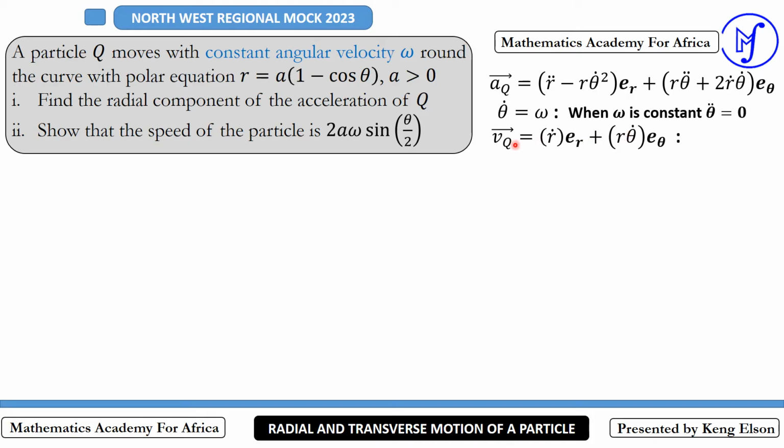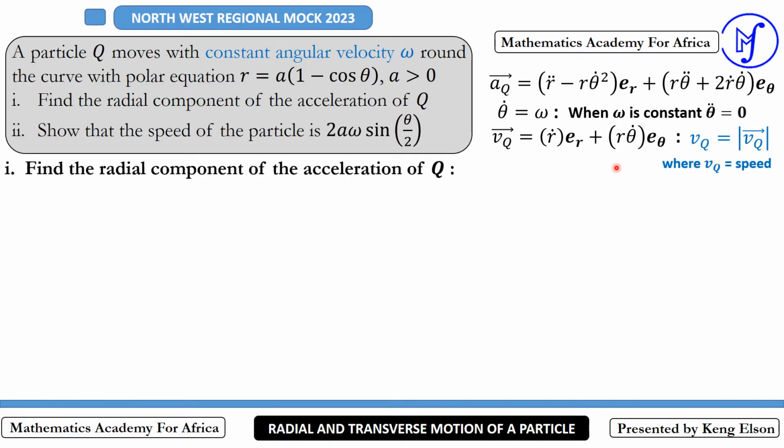Furthermore, we have that this defines the velocity of the particle. I'm still giving this because the second question is asking us to find the speed, to show that the speed is equal to this. That's why I'm still giving you guys the definition of the velocity. And the speed is the magnitude of the velocity. Now we begin with the first part of the question, which is asking us to find the radial component of the acceleration of our particle q.